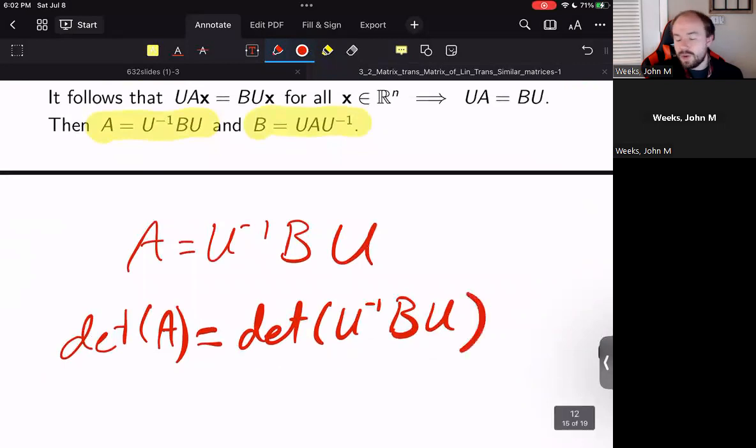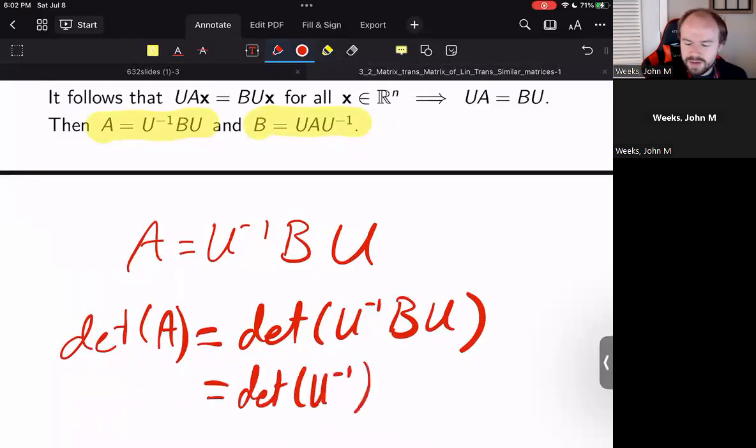Going to be the determinant of U inverse BU, given here. Now, the determinant is neat. If you have two matrices that are multiplied together, then you can just multiply the determinants together to get the entire thing. So determinant of U inverse, determinant of B, determinant of U is another way that we could go through and write this. So determinant is neat like that.